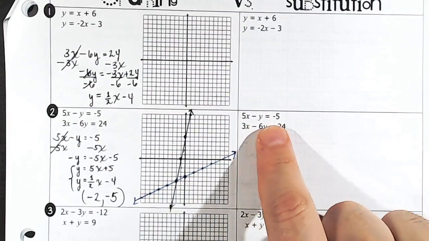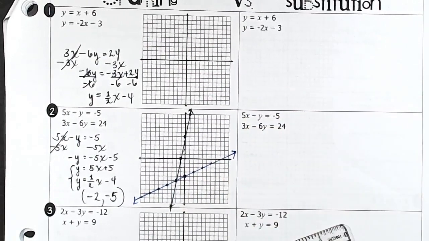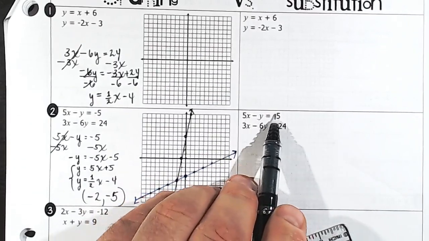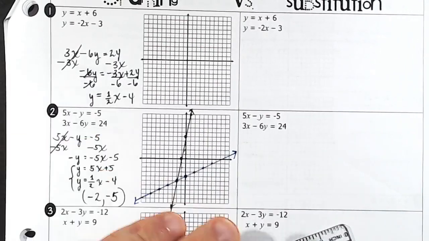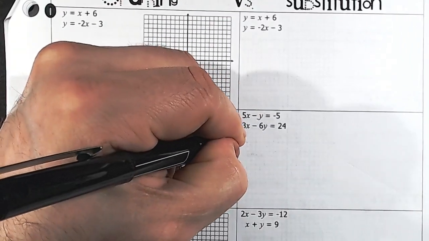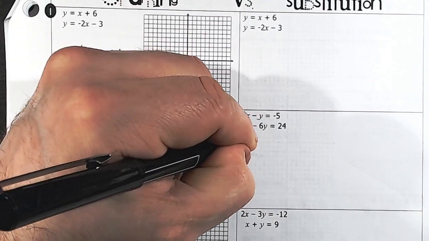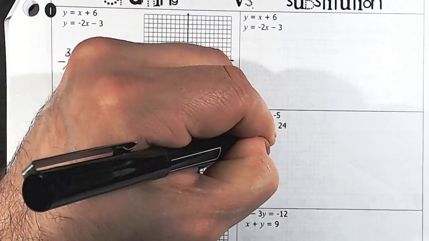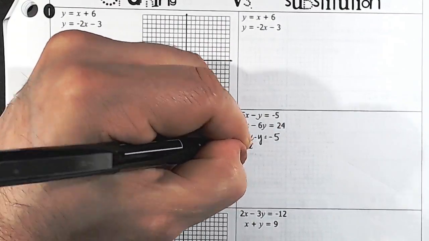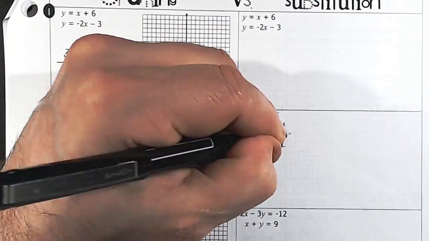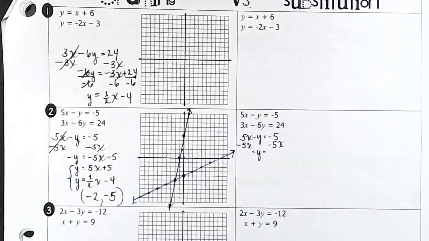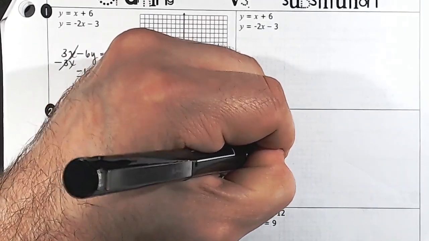So what we're going to do is go over here and solve one of our equations for one variable. For example, we'll solve this top equation for y. Okay, remember we already did that over here, but we'll do it again. We have 5x minus y equals negative 5. Subtract 5x from both sides, and you get negative y equals negative 5x minus 5.